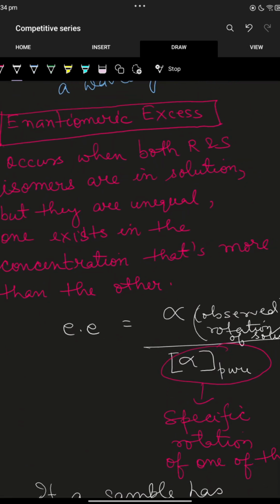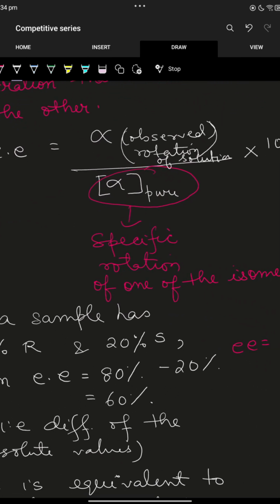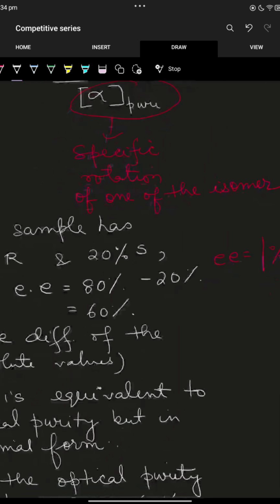Next, the topic is enantiomeric excess. Simple, it occurs when both R and S isomers are in the solution, but in unequal amount. One exists in a concentration that is more than the other. So what is the difference in the percentage? That is the enantiomeric excess. Now we have a formula to show it. Enantiomeric excess is equal to alpha observed, that is observed rotation of the solution, divided by specific rotation of one of the isomers into 100.